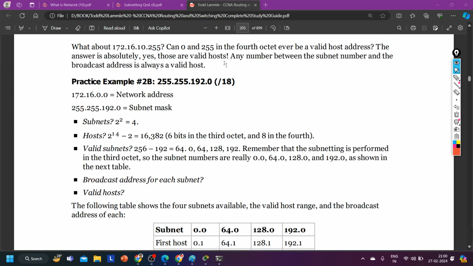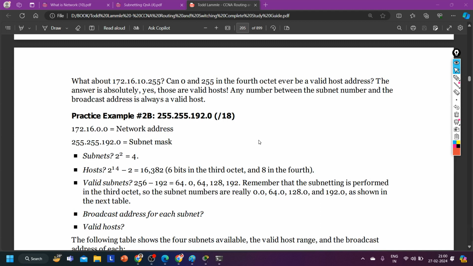Again, for slash 18, guys, now tell me, if the network is 172.16.0.0, what will be the second network with slash 18? Tell me fast. I am coming in just one minute. One second.